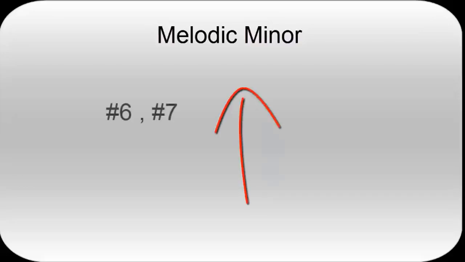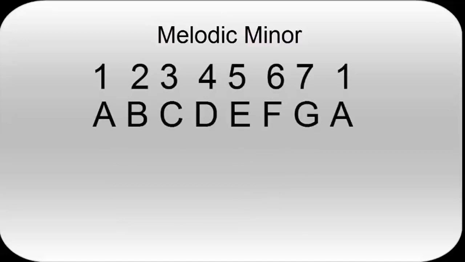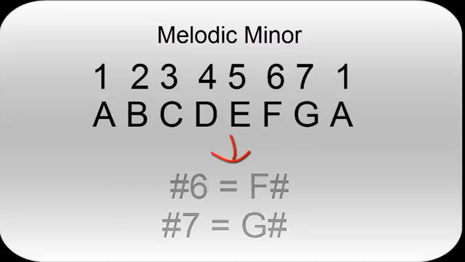Now let's take a listen to what is called the melodic minor scale. This one is a little bit different than the harmonic minor because it is different on the way up than the way down. First, on the way up, you're going to sharp the 6th scale degree and the 7th scale degree, giving us at least an A minor, F sharp, and G sharp.